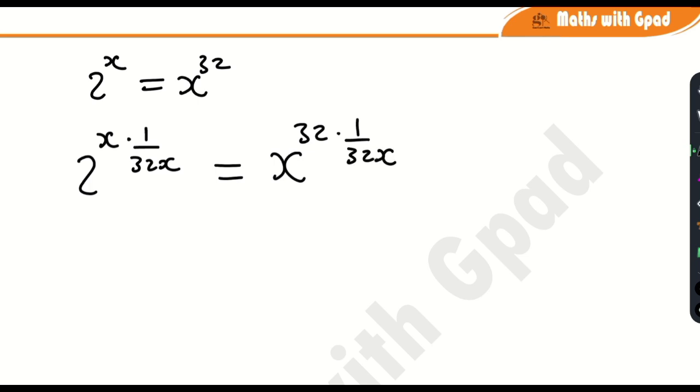Now watch the way the letter will disappear on one side and the number will disappear on the other side. Watch this. x cancels x. You see x is gone, giving us just numbers. And 32 cancels 32. So we have just letters. So this is going to be what? 2 raised to the power 1 over 32 is equal to x raised to the power, what is this? 1 over x.